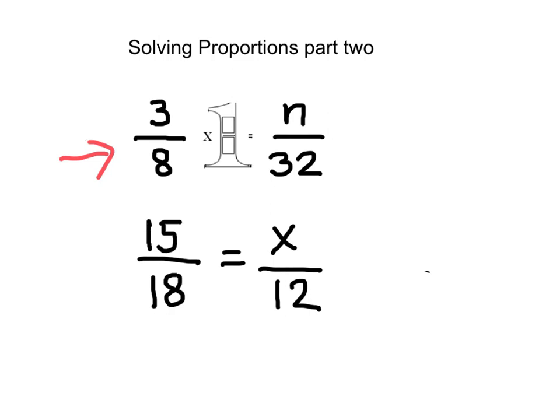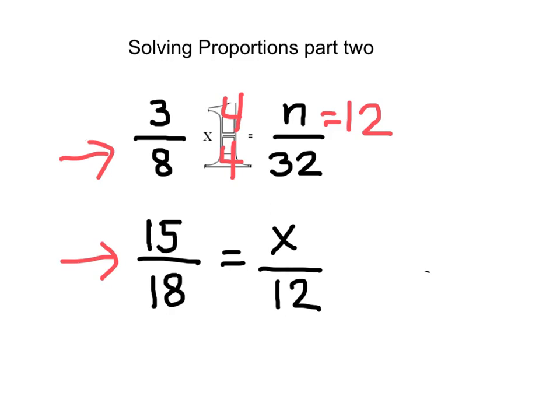And the giant 1 method, we were looking for multiples. And 32 is a multiple of 8. We would multiply 8 times 4 to get 32. So to make our giant 1, we would put a 4 in the numerator and go 3 times 4, and so the missing number that we solve for is equal to 12. But what about a proportion like this?